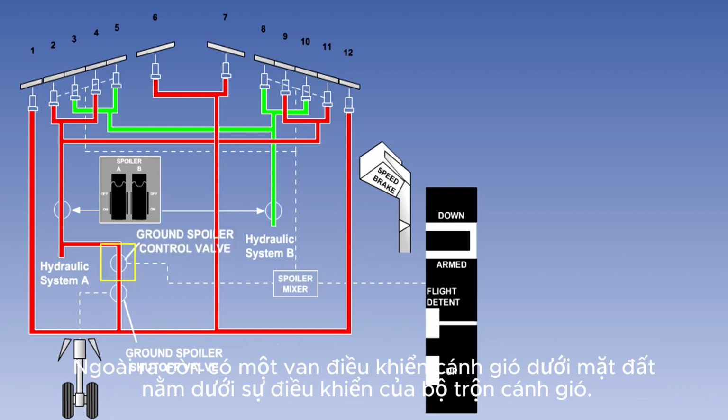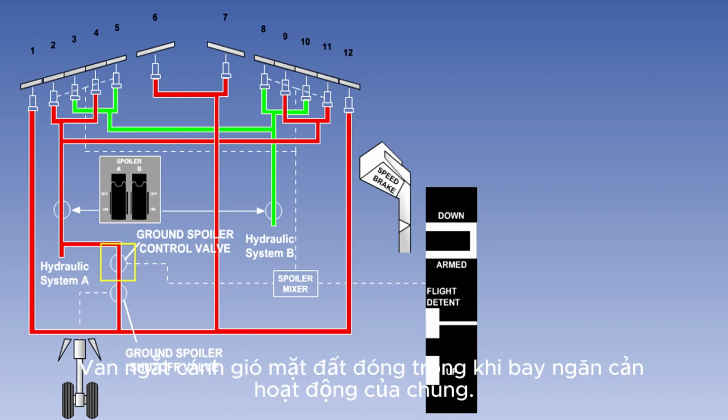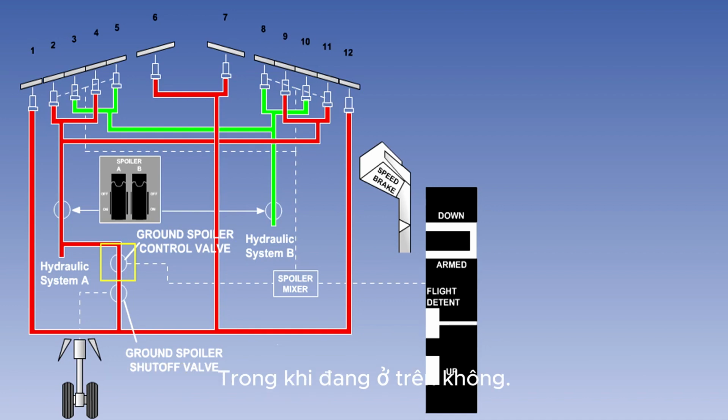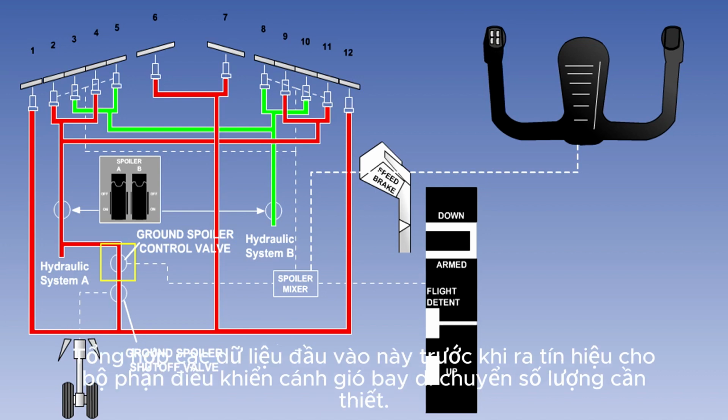There is also a ground spoiler control valve which is under the control of the spoiler mixer. This valve will open and close to control the position of the ground spoilers in response to speed brake lever movement, only of course on the ground. The closed in-flight ground spoiler shutoff valve prevents their operation whilst airborne. The spoiler mixer receives inputs from the speed brake lever and the yoke-in roll. It sums these inputs before signalling the flight spoilers to move the required amount.